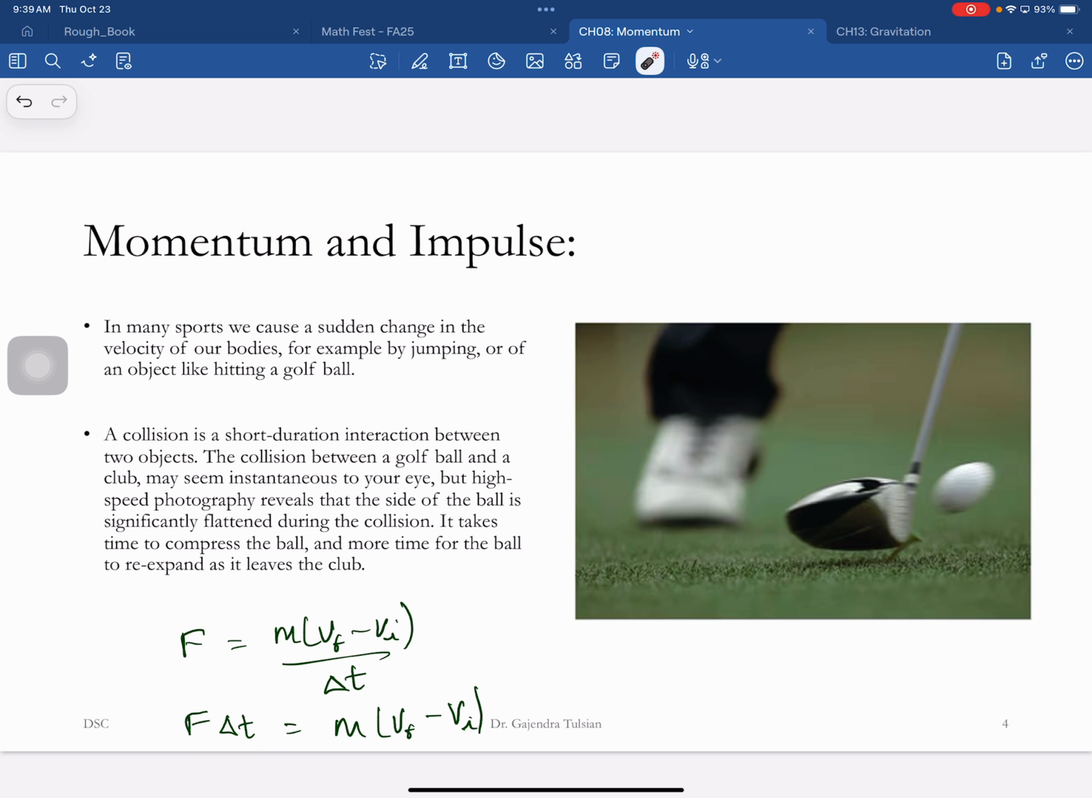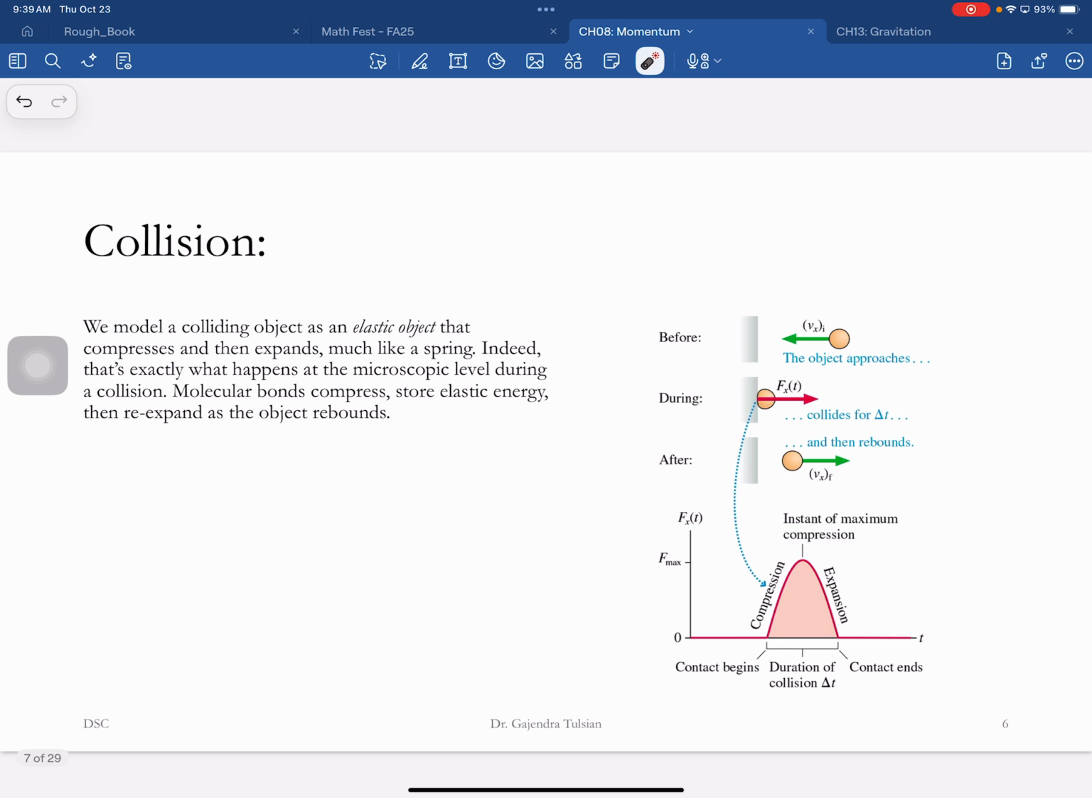So here's how the club applies the force. This is the force on the ball before the club comes in contact with the ball, and then as the club comes in contact with the ball, the ball compresses and the force increases. It peaks to about 2,000 to 3,000 times the weight of the ball, and then goes back to 0. This F delta T is essentially this area, and it is called the impulse.